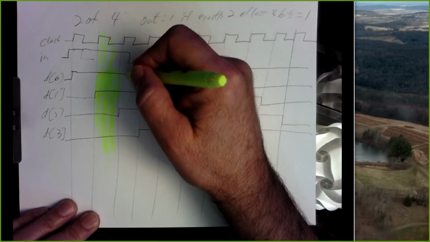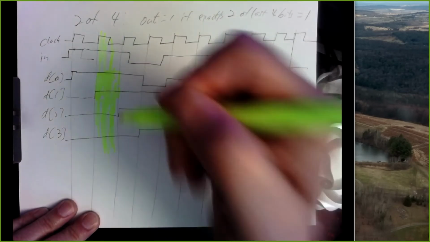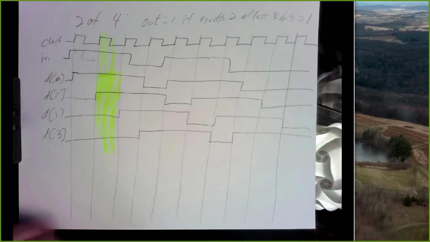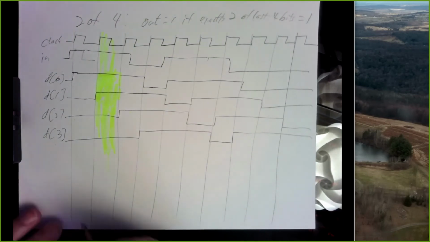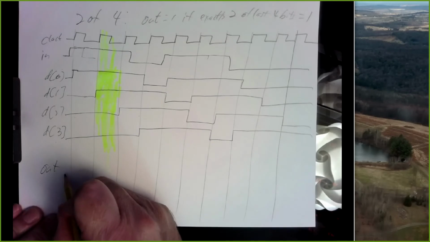When I get over here, I've got 1, 2, 3 of my last events were a 1. Well, that's not 2, so my output should be low. So my output's going to look like this.